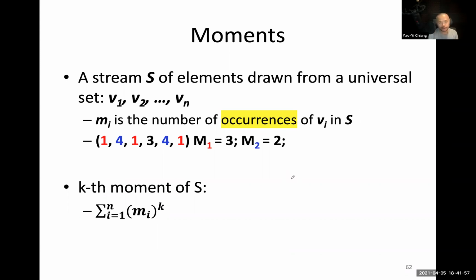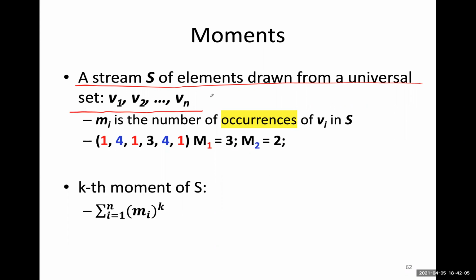So what are moments? Say you have a stream S of elements drawn from a universal set, V1 to Vn. That means your data stream can only contain elements V1, V2 to Vn.